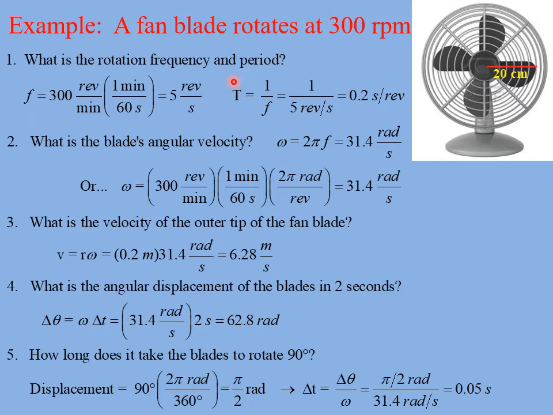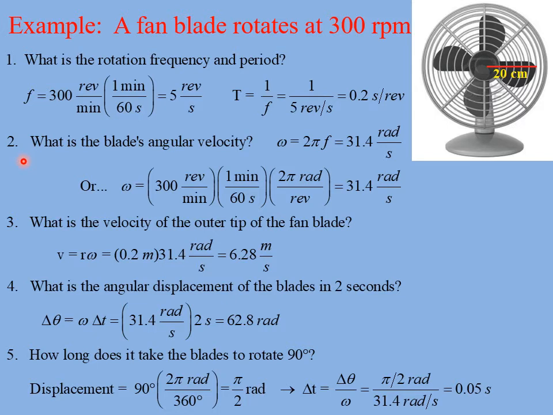The next question was, what is the period of revolution? Well, the period, remember, is 1 over the frequency. So we have 1 over 5 revolutions per second. That's 0.2 seconds per revolution. In other words, it takes the fan blade 0.2 seconds to go around one time.